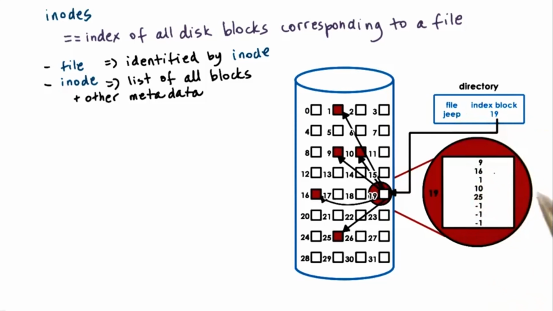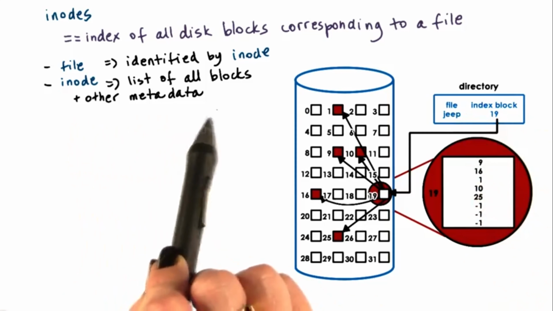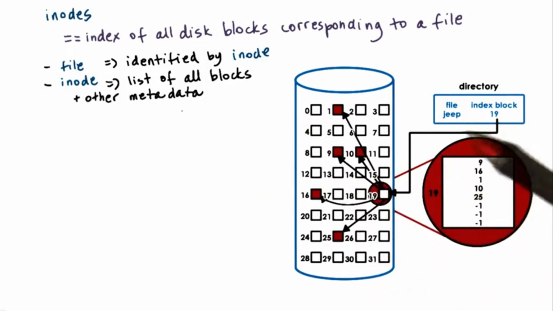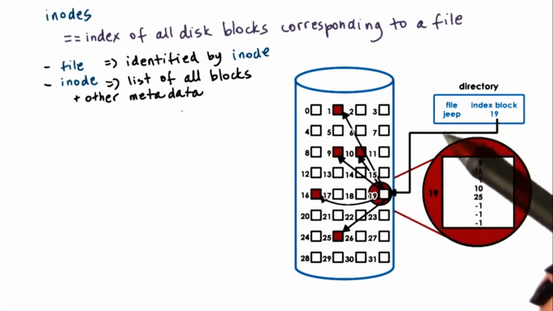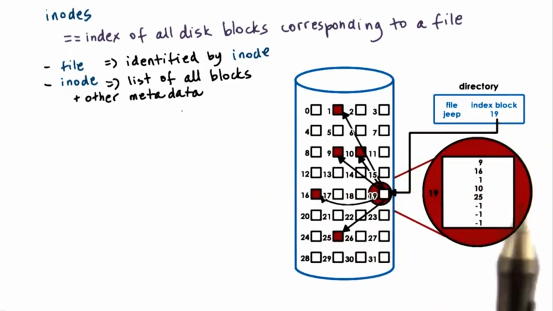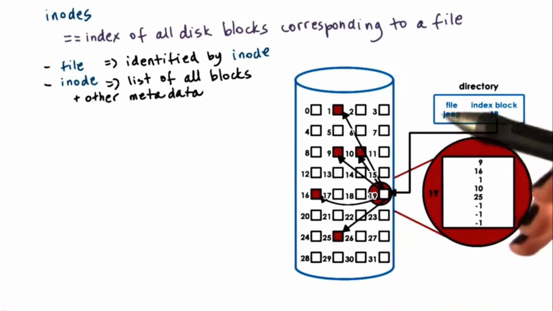In addition to this list of blocks, the inode also has some other metadata information, and this is useful to keep track of whether or not certain file accesses are legal, or to correctly update the status of the file, if it's locked or not locked, or other things. One simple way in which this can be used is as follows.